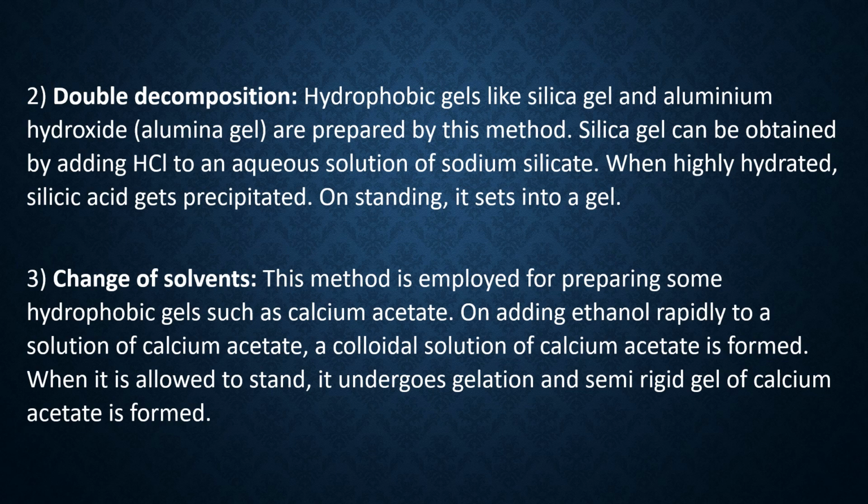Third method, change of solvents. This method is used for preparing some hydrophobic gels like calcium acetate. On adding ethyl alcohol or ethanol rapidly to a solution of calcium acetate, a colloidal solution of calcium acetate can be obtained. When it is allowed to stand, it undergoes gelation and a semi-rigid gel of calcium acetate is formed.